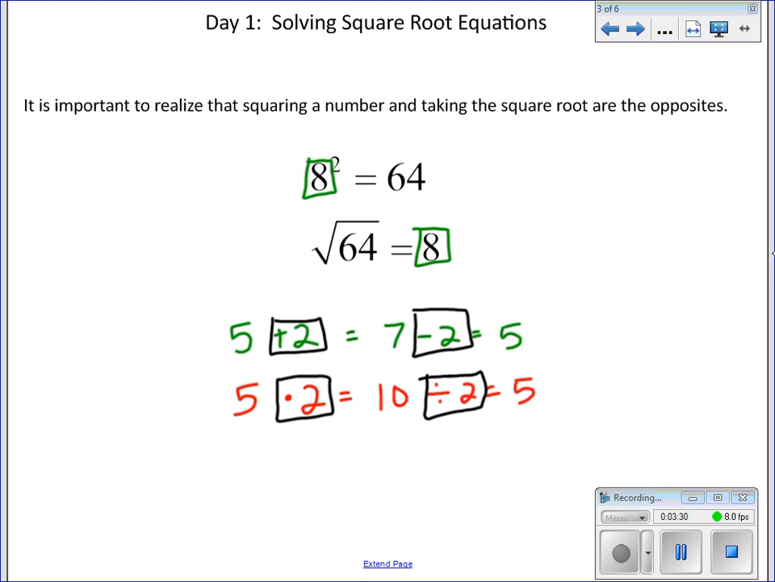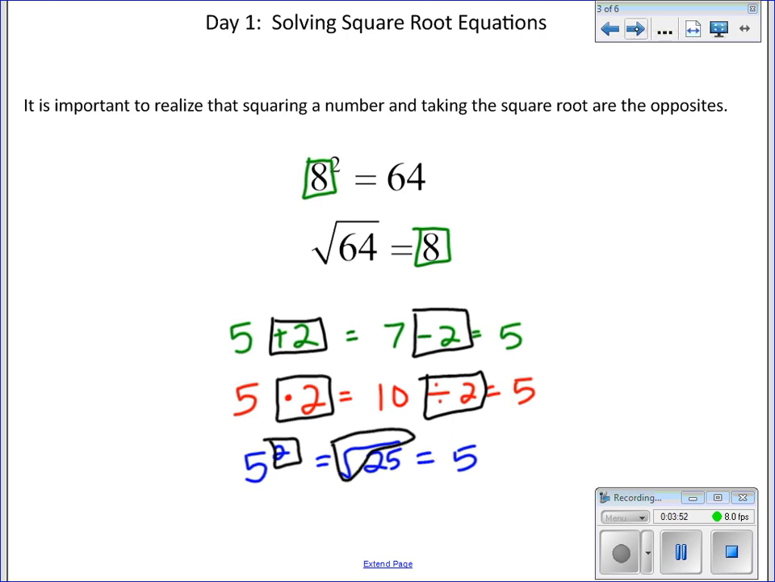Same thing with the squares and the square root. If I take 5 to the second power, I get 25. If I then take the square root of 25, I'm back at 5. So taking the square root and squaring a number, those are opposites, so we're again left with the same number.